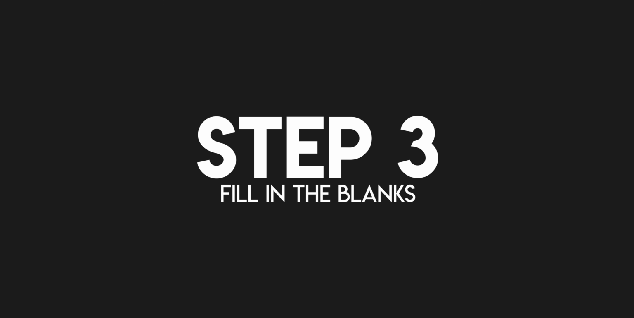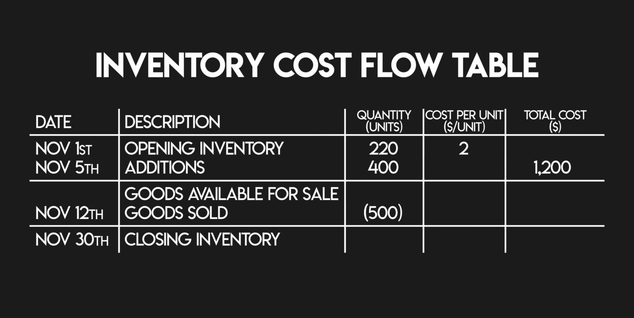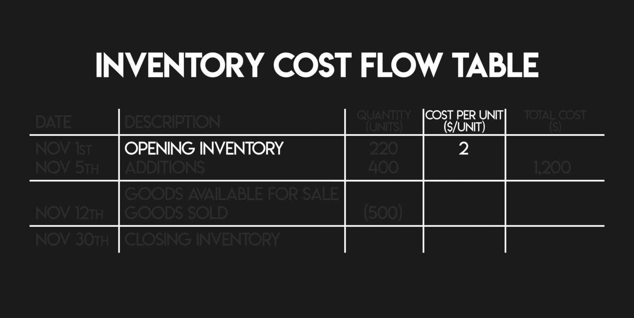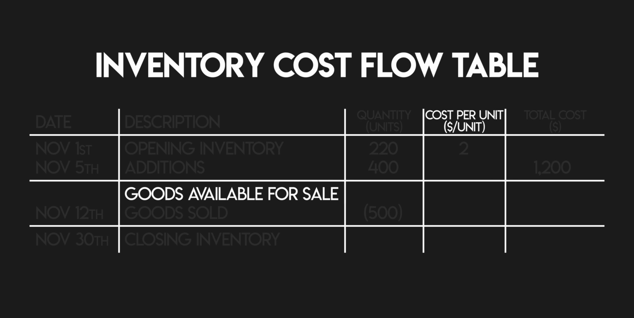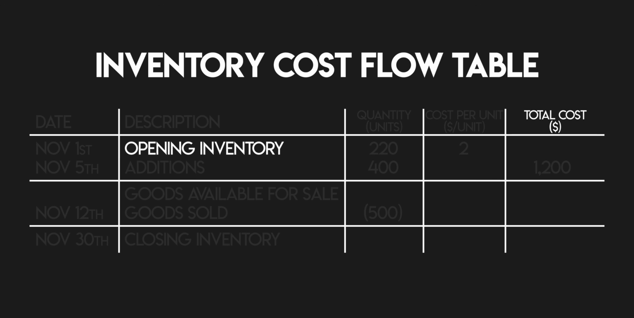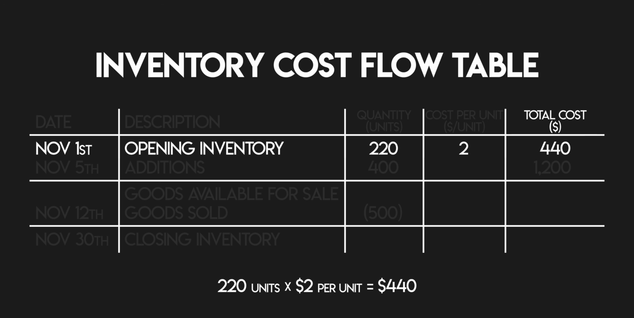There are a couple of things to be aware of when filling out a cost flow table under FIFO. We'll need to calculate the cost per unit of your opening inventory and additions, but you can ignore the cost per unit of your goods available for sale, goods sold, and closing inventory. We'll start off by calculating the total cost of your opening inventory. You began the month holding 220 units, which cost you $2 per unit. 220 multiplied by $2 is $440.